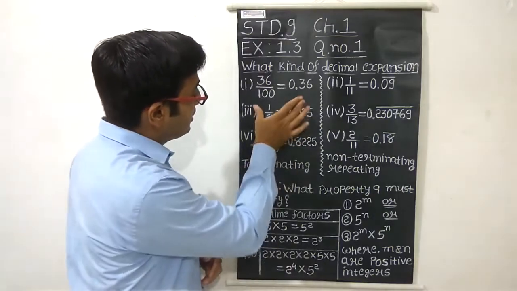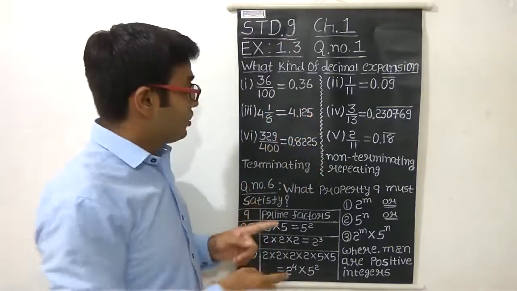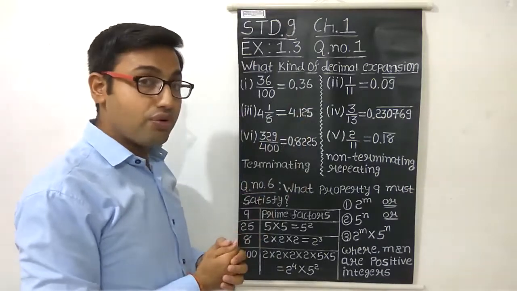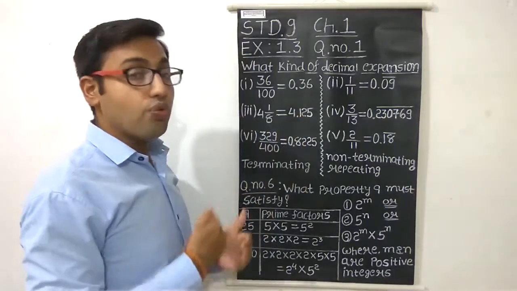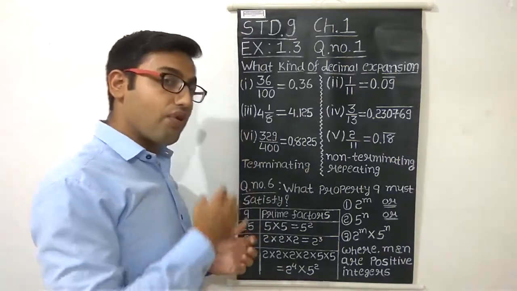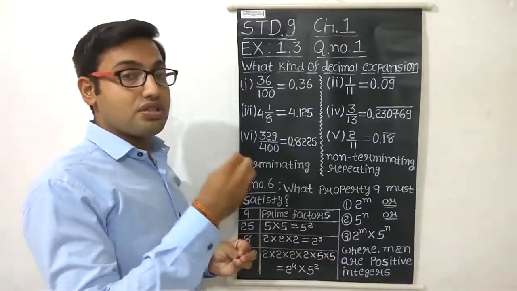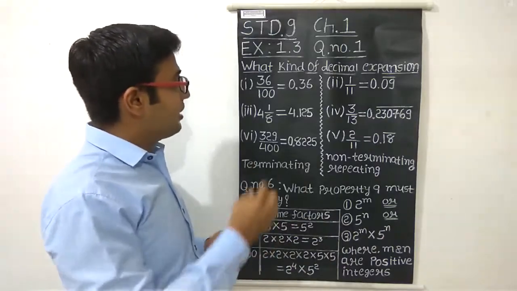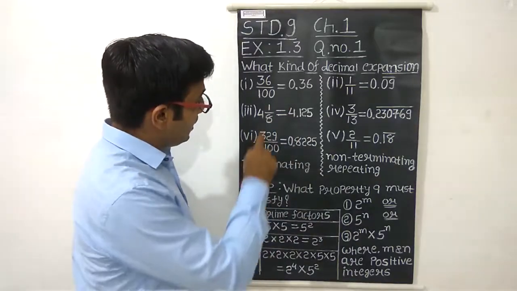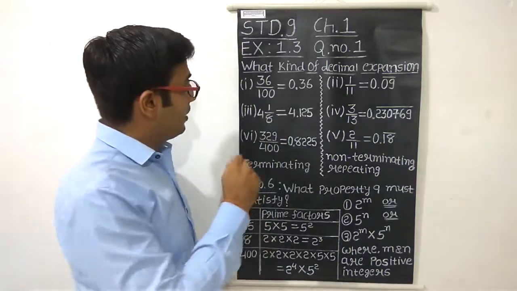So here we know that the first one, third one and sixth one have terminating decimal expansions. So we already have 3 examples. Now we have to find out what property q has in these 3 cases. From these 3 cases we will conclude what property q must satisfy such that the decimal expansion terminates, right?